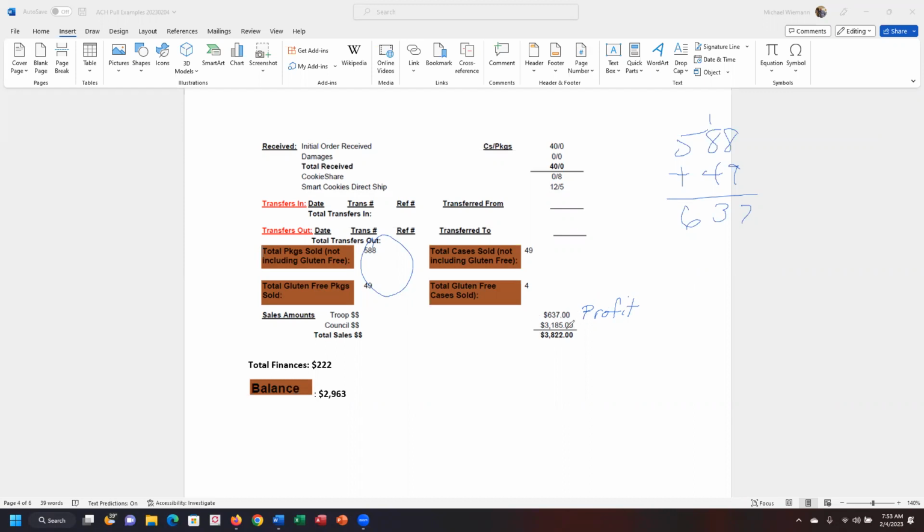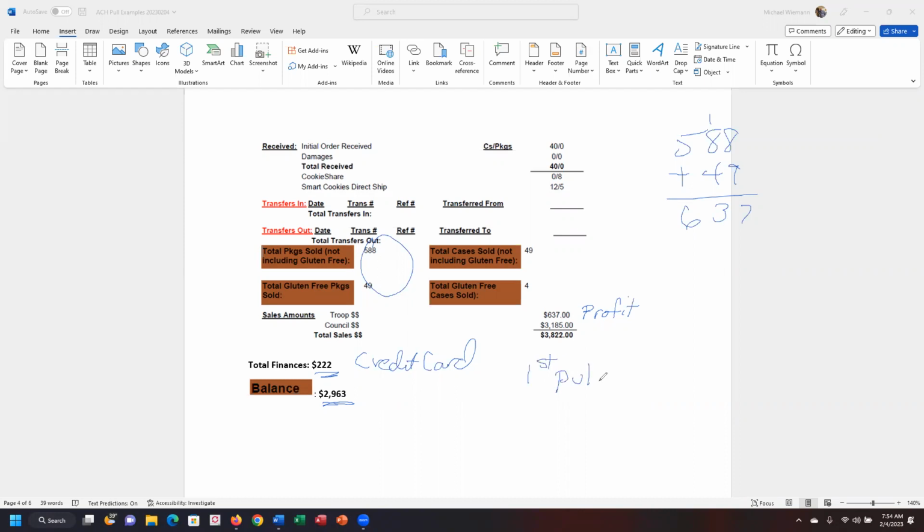Council is owed $3,185. So you take 637 plus 3,185, that's going to be $3,822. So council is going to expect $3,185 by the time March the 20th rolls around. The question is, for this particular troop, how do you determine how much is going to be pulled on February 20th, and then on March the 20th? For credit card receipts, this particular troop collected $222. So the balance is, if you take 3,185 minus 222, $2,963. So how do you determine what is going to be the first pull on this one?